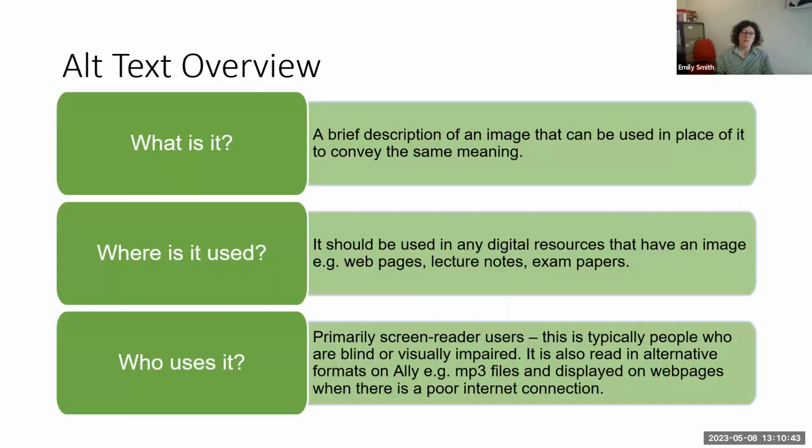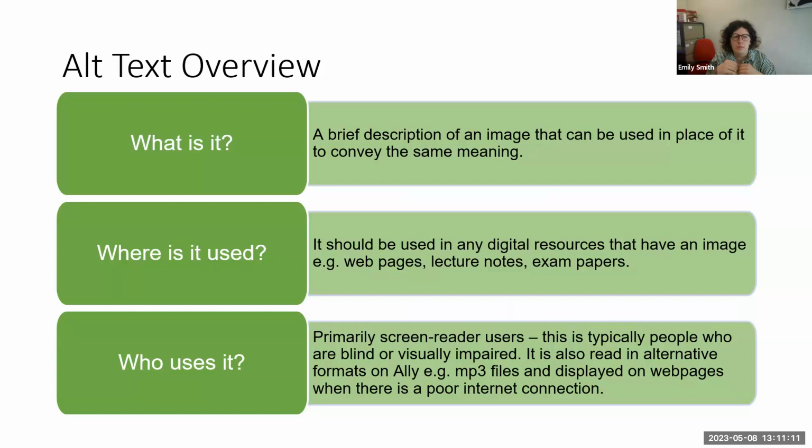So, a brief summary of alt text. What is it? Alt text is a textual description that can stand in place of an image. When you're writing alt text, you're not looking to describe every element of the picture. What you're trying to do is convey the meaning. When we put a picture in context, what do we want sighted people to take from it? And then translating that into a brief text summary.